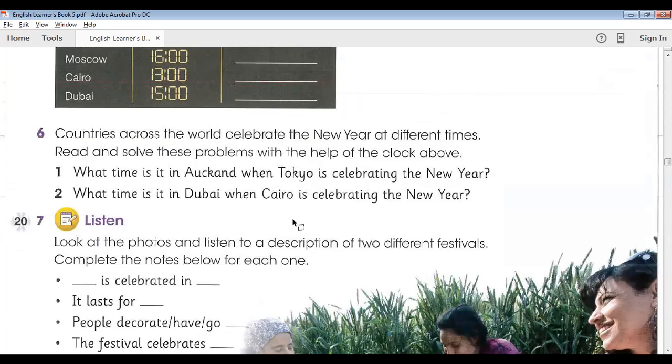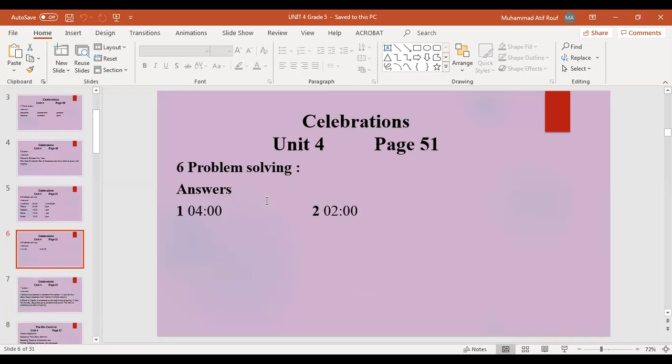Then we discussed the times of celebration, and we discussed activity 6, which I'm going to include right now again. These are the times of celebration. Celebration 1, 4 o'clock. Celebration 2, 2 o'clock.